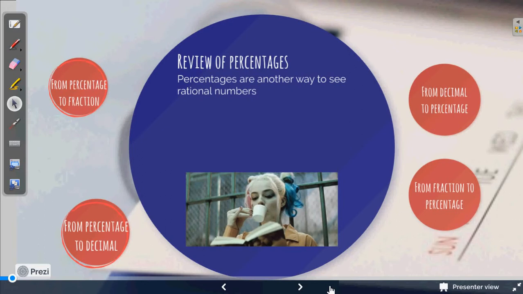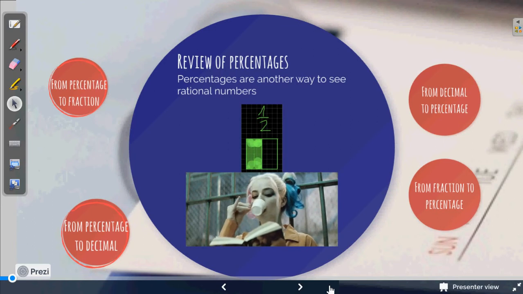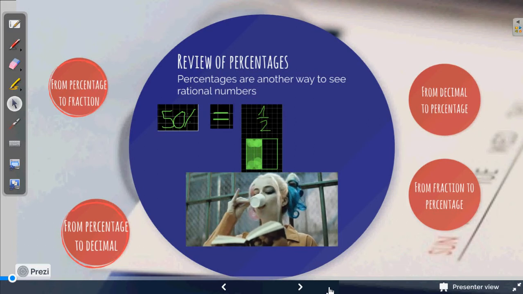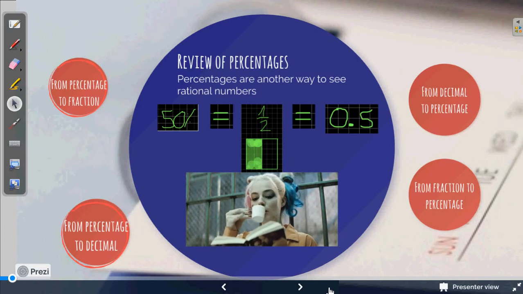How so? How come? Okay, well, remember that a half is also equal to 50%. That's very obvious. But at the same time, a half is equal to 0.5. So how can they be all equal? How can 50% be equal to 0.5, or a half equal to 50%? And how can we convert all of that?